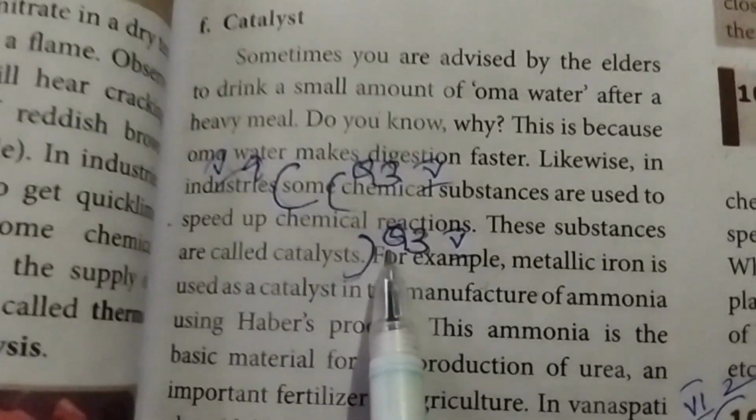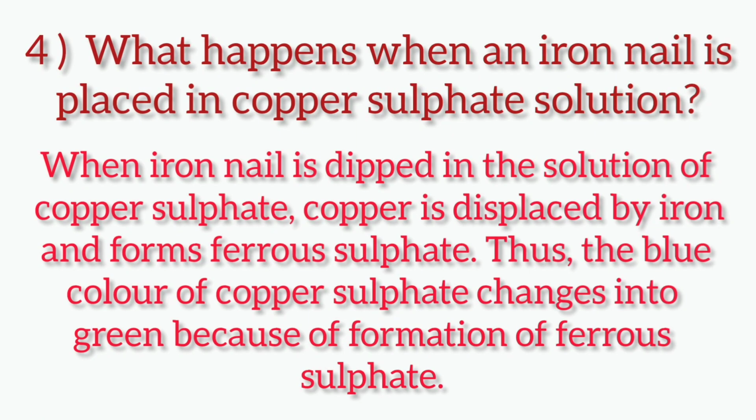That is up to the third question. Fourth question, what happens when an iron nail is placed in copper sulfate solution? When an iron nail is dipped in the solution of copper sulfate, copper is displaced by iron and forms ferrous sulfate. Thus, the blue color of copper sulfate changes into green because of formation of ferrous sulfate.